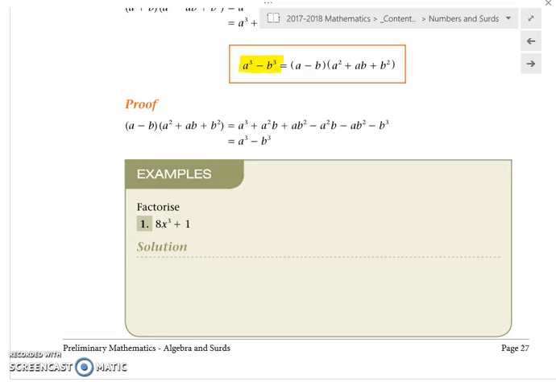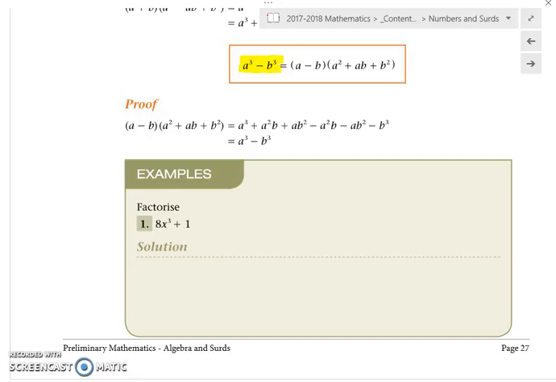8x cubed plus 1. The question you ask yourself is, is there a cube number at the front? 8 is a cube, it's 2 cubed. x cubed is obviously cubed, and then plus 1. Is that a cube number? What's the cube root of 1? 1. 1 times 1 times 1 is 1 cubed. So, yes, positive 1 is a cubed number.